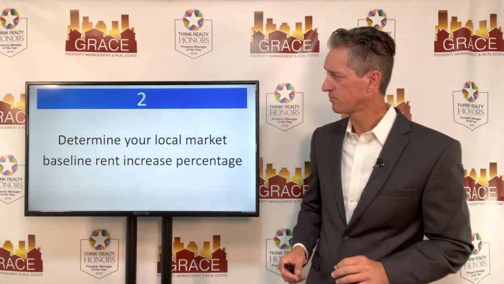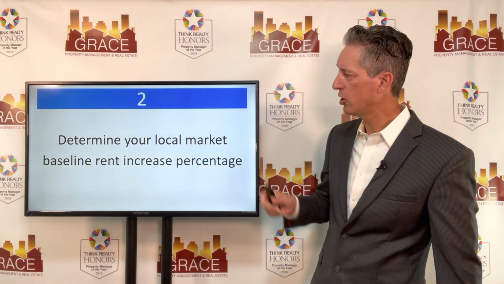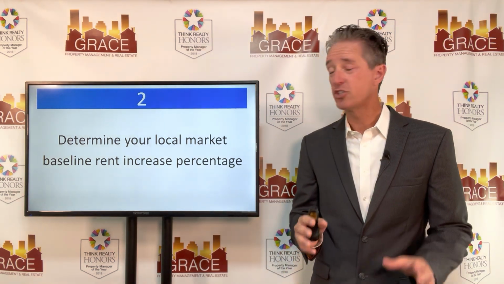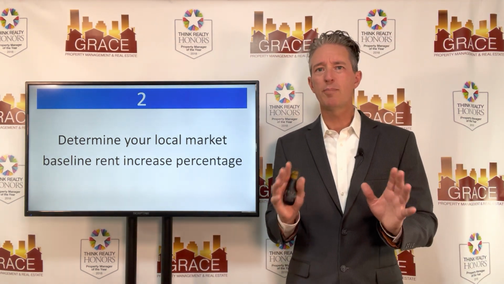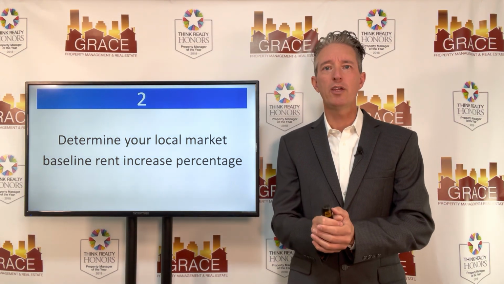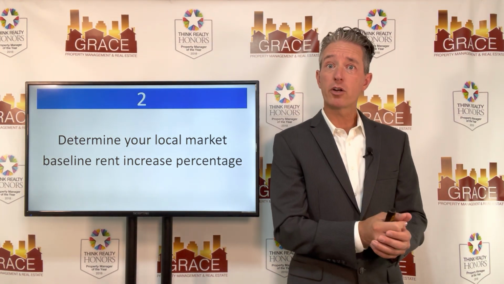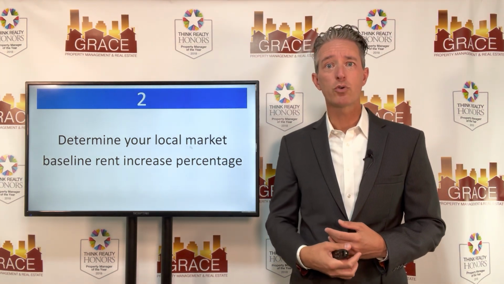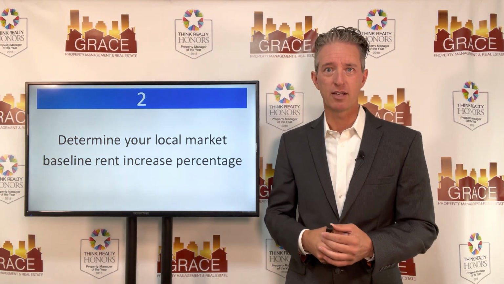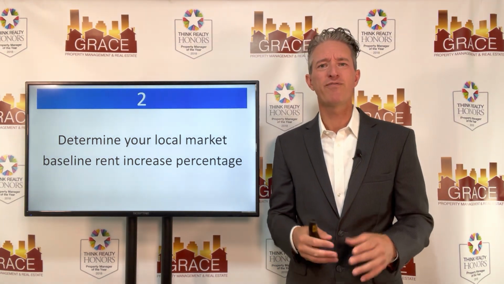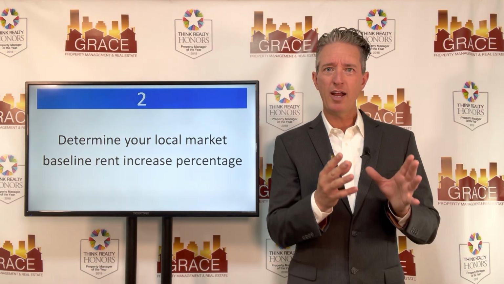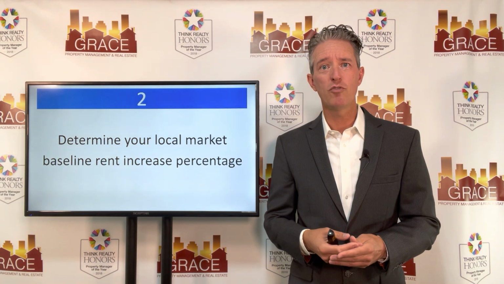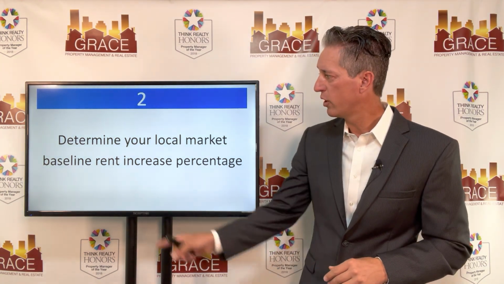So here's another option. Option number 2 would be to determine your local market baseline rent increase percentage and start from there. You can look up online, no matter where you are geographically, to determine, hey, in our market, over the last 12 months, the average rental rate increased by 9%, let's say. And that's data that's available online anywhere. You can find that for your submarket. Determine how much your submarket increased on average over the last 12 months, and then that becomes your baseline.